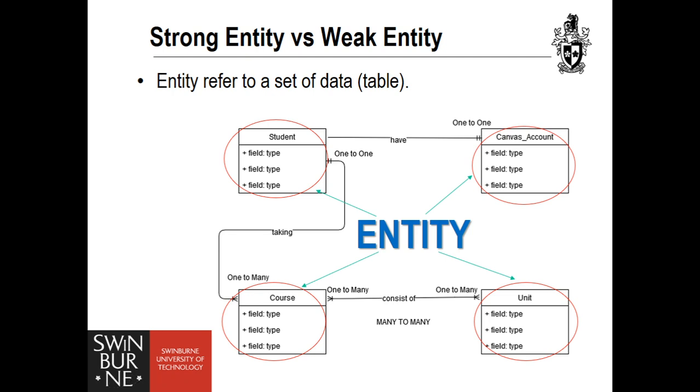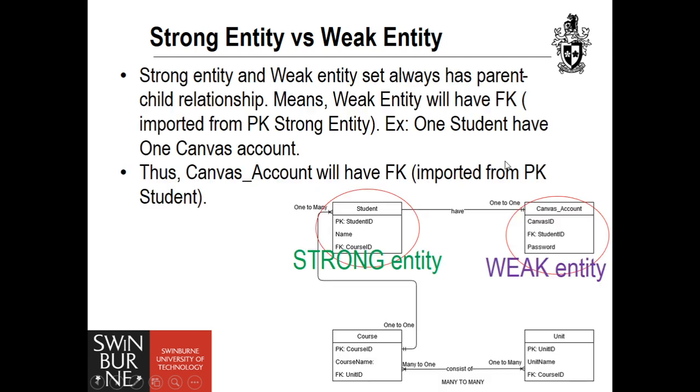Strong entity and weak entity. As we mentioned before, the entity is like this. We can consider an entity as a table. The difference between strong entity and weak entity is that they always have a parent-child relationship. This means a weak entity will have a foreign key imported from the primary key of the strong entity. Example, one student has one Canvas account. The Canvas account will have an FK imported from the PK of student.